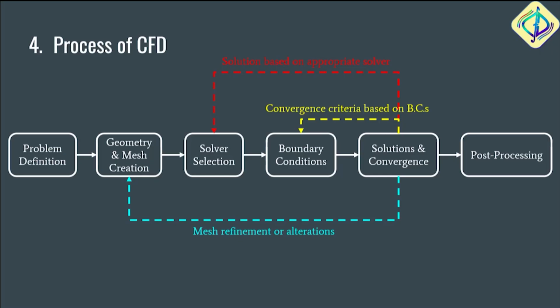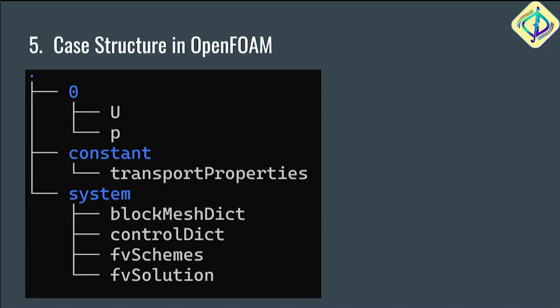If still it is not up to the mark, then you will go back to the solver. You'll check whether that is set. You'll check your boundary conditions, whether those are set properly. So it's a back and forth process. Nothing is that simple in CFD, so you have to keep that mindset and you have to be a little bit patient. So in OpenFOAM, this is a typical case structure that you will have.